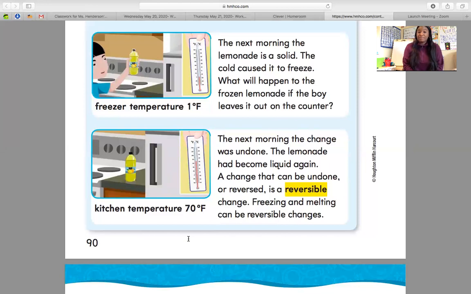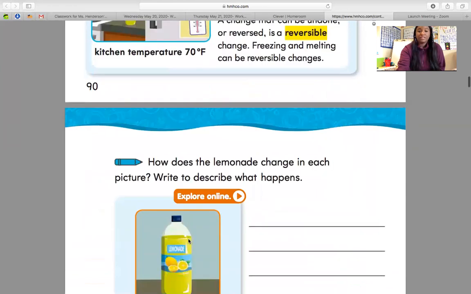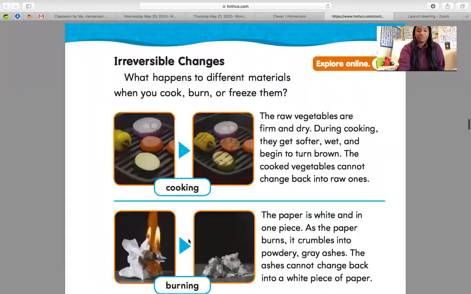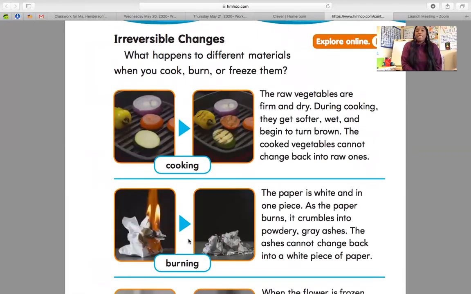A change that can be undone or reversed is a reversible change. Freezing and melting can be reversible changes. Let's go to the irreversible changes. What happens to different materials when you cook, burn, or freeze them?